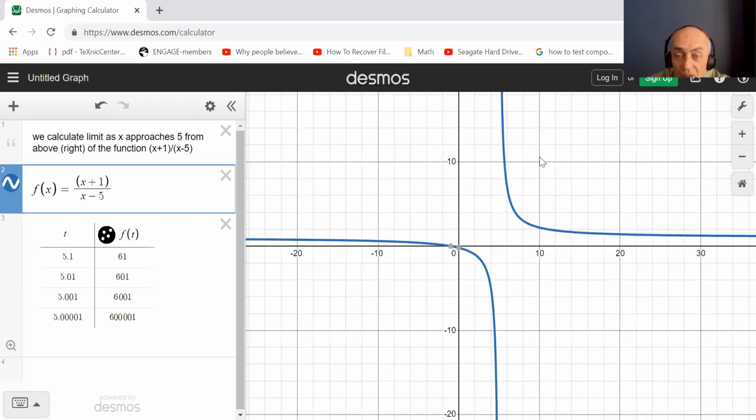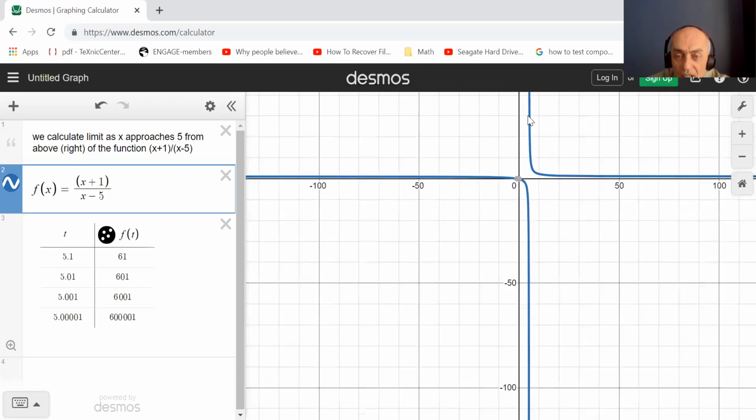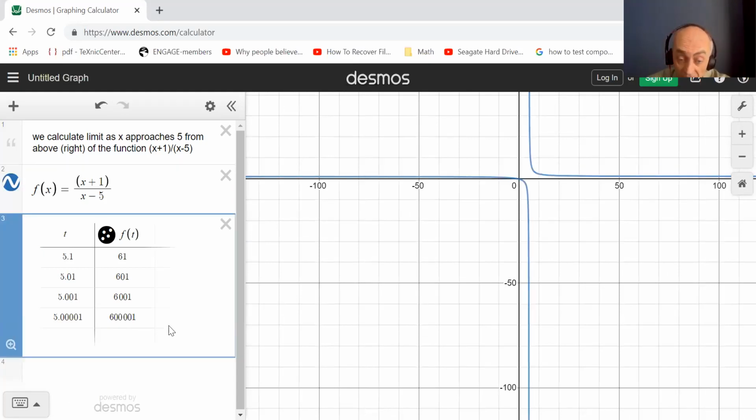And if I zoom in even more, so let's zoom in even more. So look at this. I put the number here, 522, I'm at 28, 517, 516, I'm at 37, and so on. So you're getting very, very close to 5 with the x coordinate, but the y coordinate goes to infinity. So that's why we say that this limit is infinity.